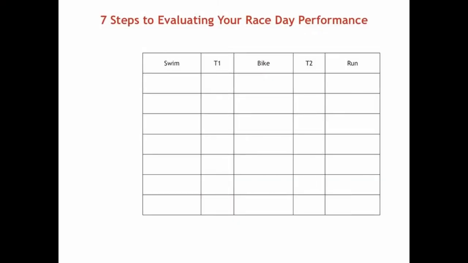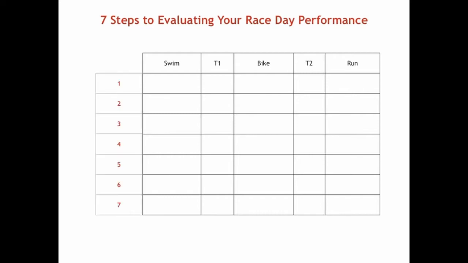Okay, so what we have here is a really simple table, a simple grid, identifying the 3 disciplines plus the 2 transition areas. And what you want to do is either on your computer or on just a notepad and paper, create a similar grid to this. And actually I would probably recommend doing this on a computer ultimately. Maybe right after your race you want to just pull out your notepad that you got stuck in your bag and it's easier to take some notes right then and there. But by putting it on your computer, it might be easier to continue to build race after race after race, and you can start to see some trends. But that's a side point.